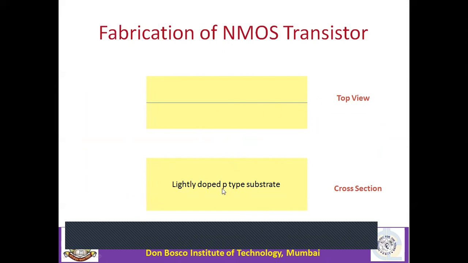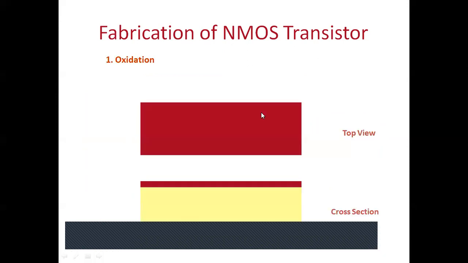So it is a lightly doped P-type substrate. You can see the lightly doped P-type substrate. So this is the first step. Then oxidation is carried out. You can see here that the wafer is kept in the oxidation process.